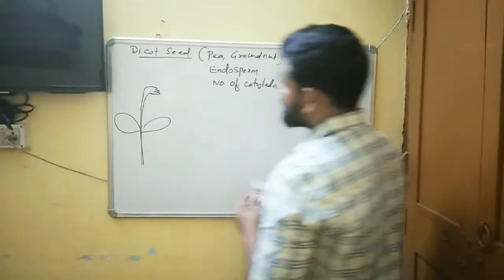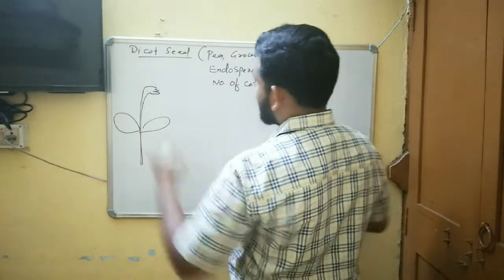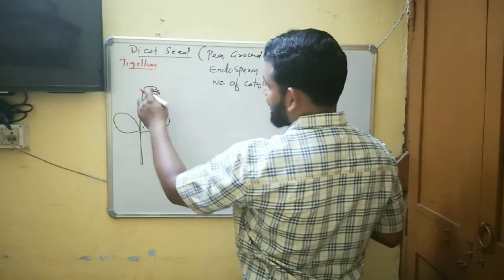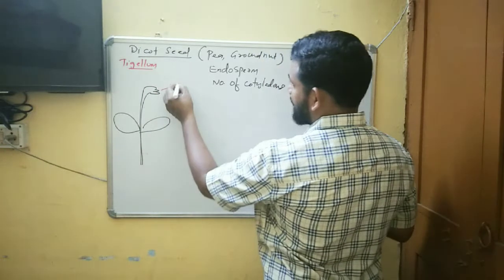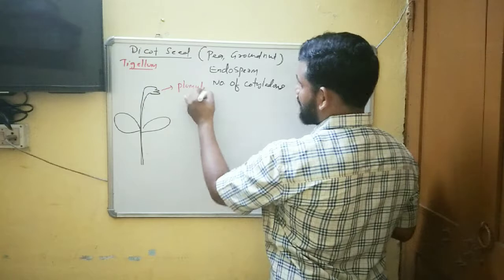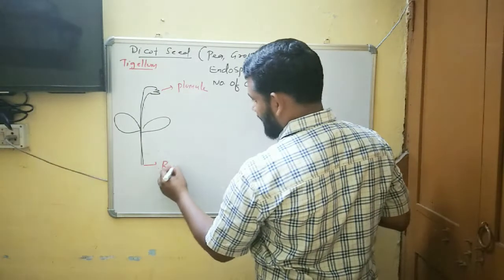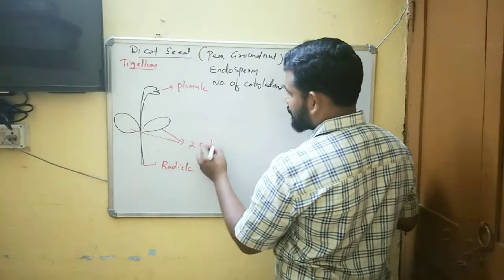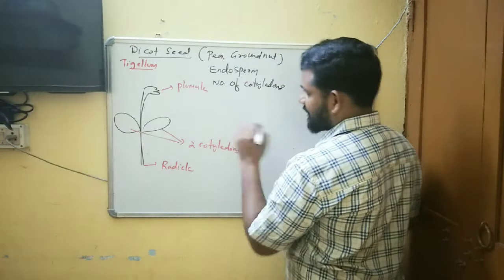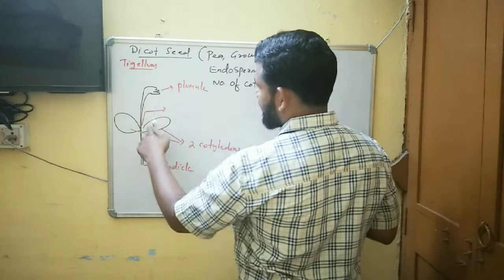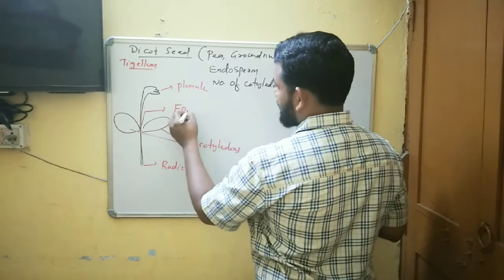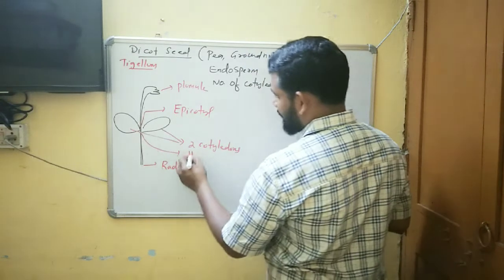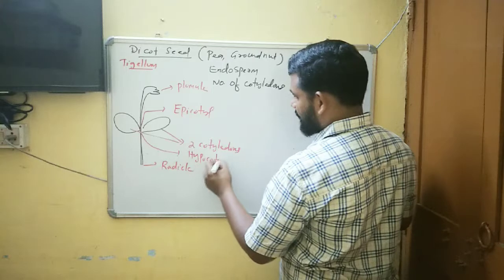In the dicot seed, this is the axis of the embryo. The axis of the embryo is called tigellum, and the tigellum has an upper part and a lower part. The upper part is called plumule and the lower part is known as radicle. These are the two cotyledons, so it has two cotyledons, hence it is called dicotyledon. The region where the plumule is attached to the cotyledons is known as epicotyl, and the region where the radicle is attached to the cotyledons is known as hypocotyl.